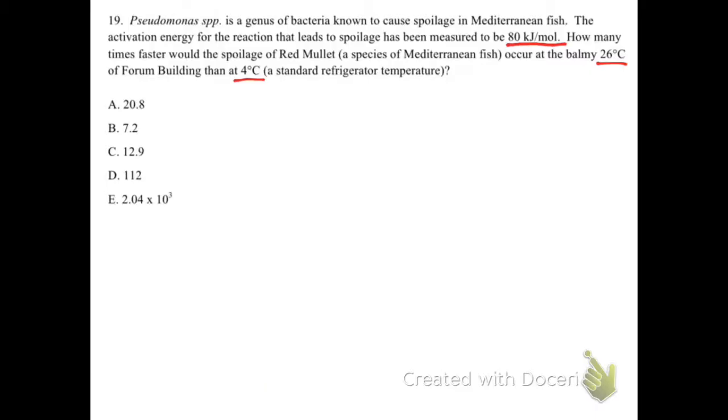So anytime you want to compare how much faster a reaction goes at one temperature than the other, there's an equation for that. And the equation that we'll use for any problem like this is the natural log of K1 divided by K2 equals activation energy divided by R times 1 divided by T2 minus 1 divided by T1. And I honestly think this is the most ghastly equation that we use this entire semester, and it's really not that bad as long as we stay organized.